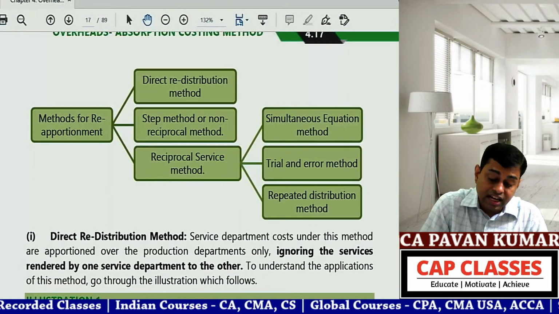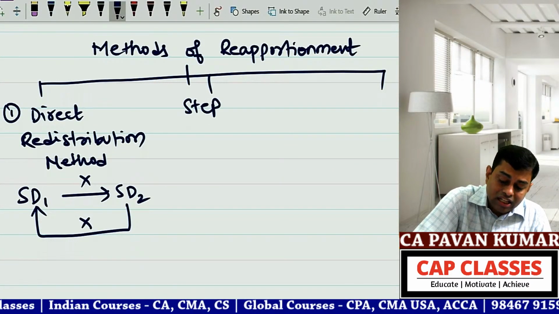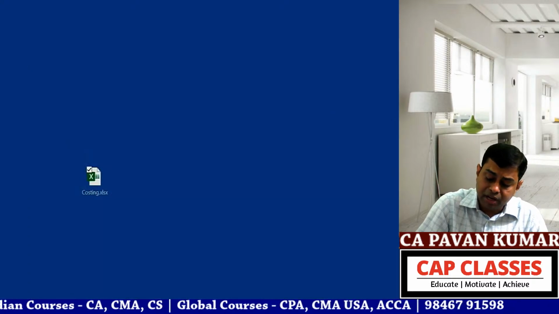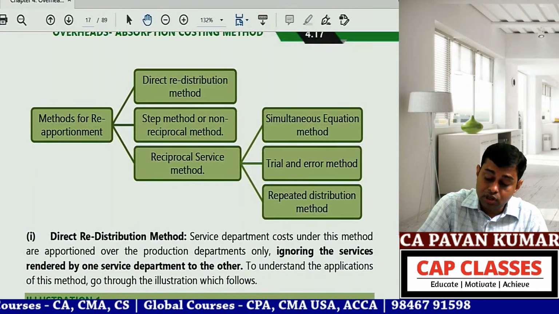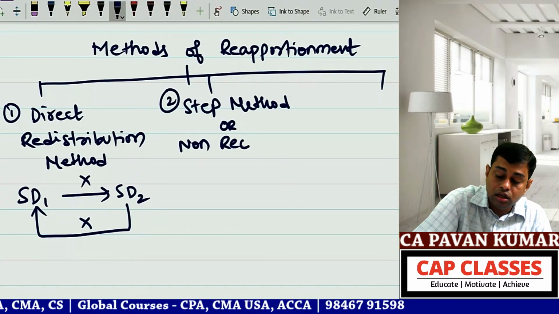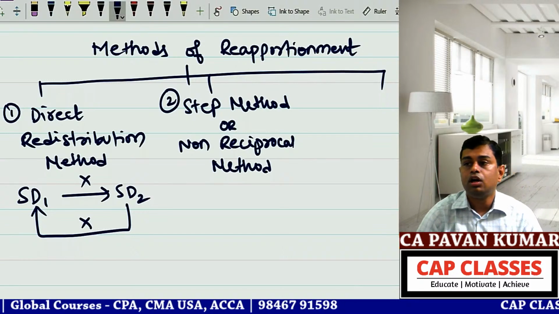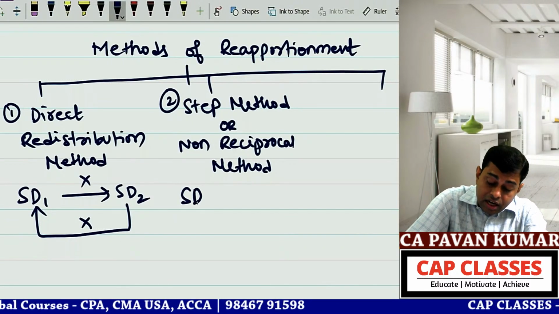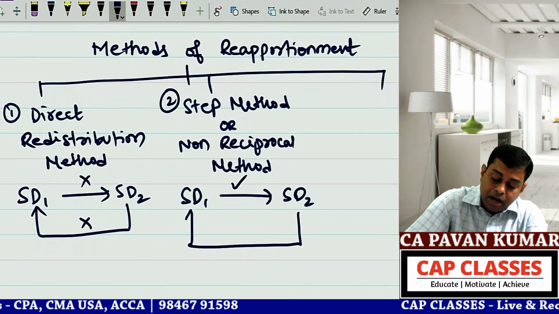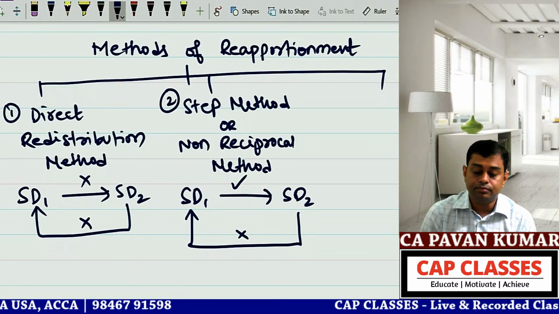You understand? Second one is step method. This is also called a step ladder method. Or non-reciprocal method. So one department will give service to another department, but the second department will not give service to the first department. So only one way service is there.